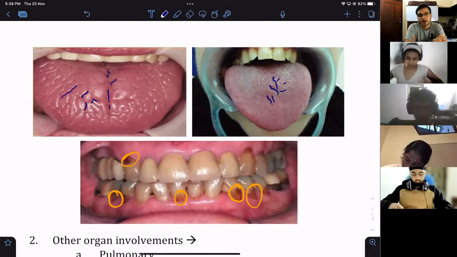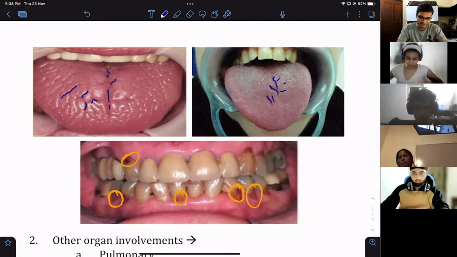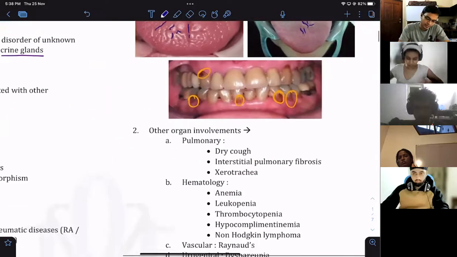We see a similar picture, not exactly similar, in one condition in the intestines. We can see fissuring and cracks, and the other areas a little bit swollen. Where do we see such a picture? Crohn's disease. I hope you all remember. Go and look at your notes. In the intestines, we can see such a picture. Similar thing happens here as well.